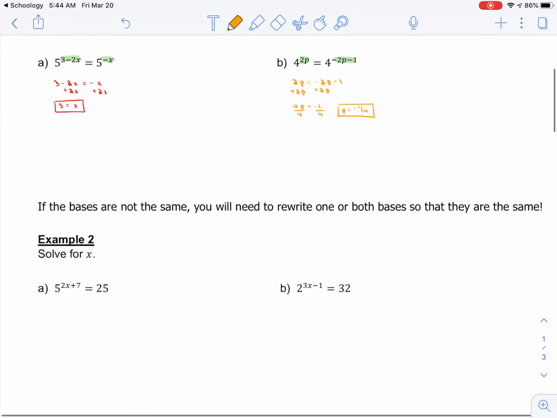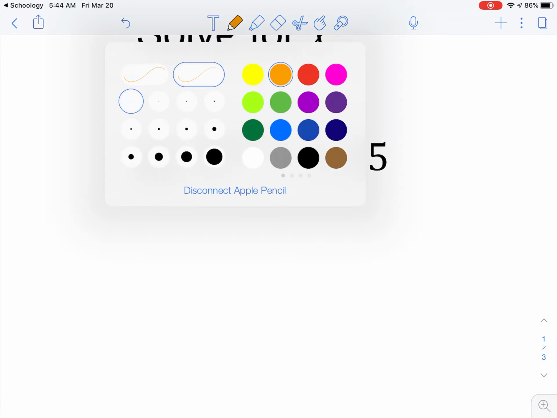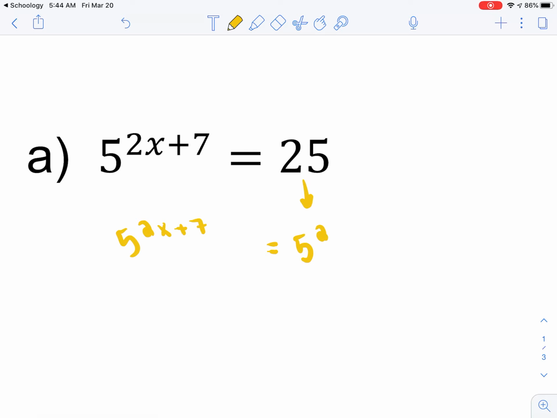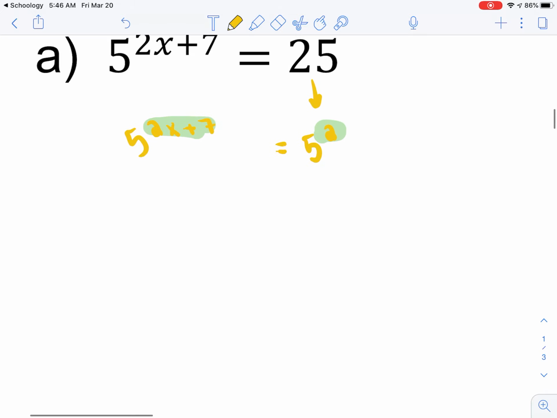Now, for the next set of problems, you're going to notice right away when you look at them that they don't start with the same base. That doesn't mean we can't use this method, but we have to actually get the same base first. Notice that we can actually rewrite 25 as 5 squared. And if we do that, we have not changed the quantity of 25. We've just rewritten it in a different way using exponents. Now, because the bases are the same, we are now okay to set the exponents equal to each other. So we get that 2x plus 7 equaling 2, and then we can go through and solve.